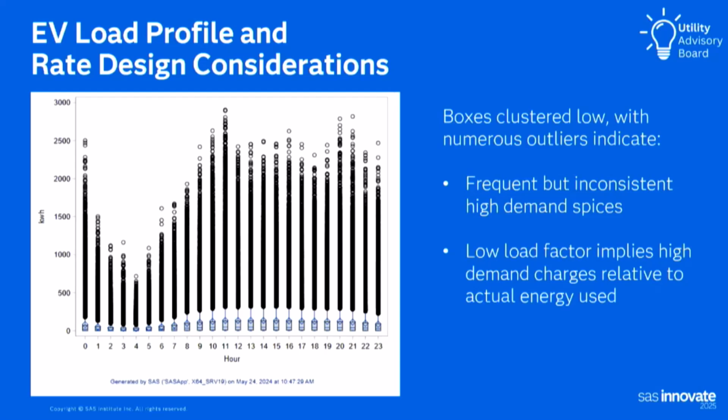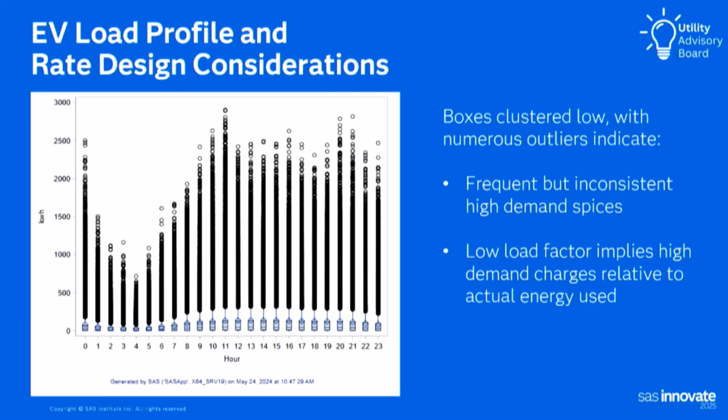So to do this, we first looked at the load profiles of existing EV charging stations in the city. By analyzing their energy usage, we created this box plot to better understand their demand patterns. So the plot reveals frequent but inconsistent high demand spikes with boxes clustered low and several high outliers. And you can see how the outliers are spiking out there. This indicates a low load factor, meaning that the peak demand is much higher compared to average usage, which leads to high demand charges despite low consumption.